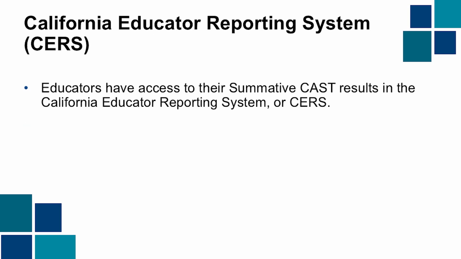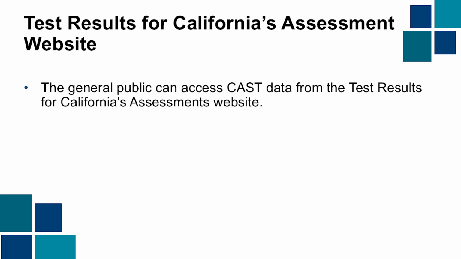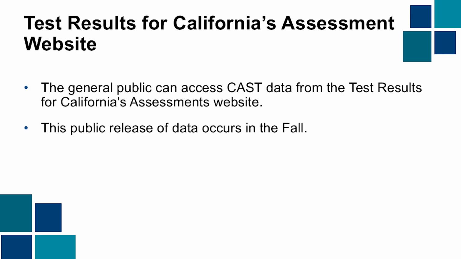Educators have access to their summative CAASPP results in the California Educator Reporting System, or CERS. CERS allows educators to analyze student assessment performance prior to the public release of all results, which occurs in the fall. The general public can access CAASPP data from the California Department of Education's Test Results for California's Assessments website. The public release of data occurs in the fall. Since these results are public, they are aggregate results and no specific student scores are available.